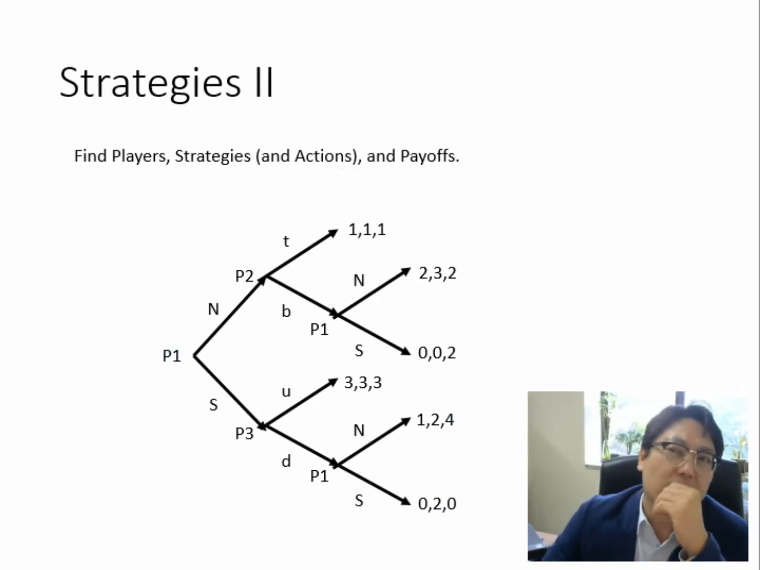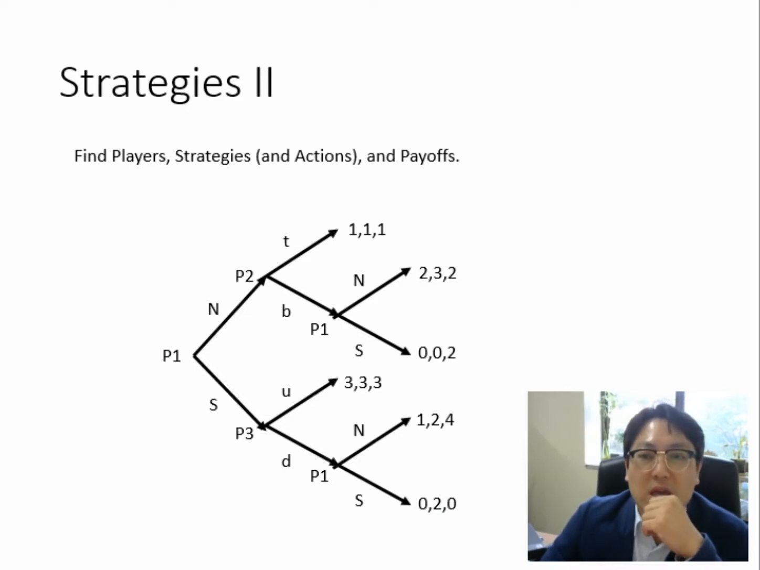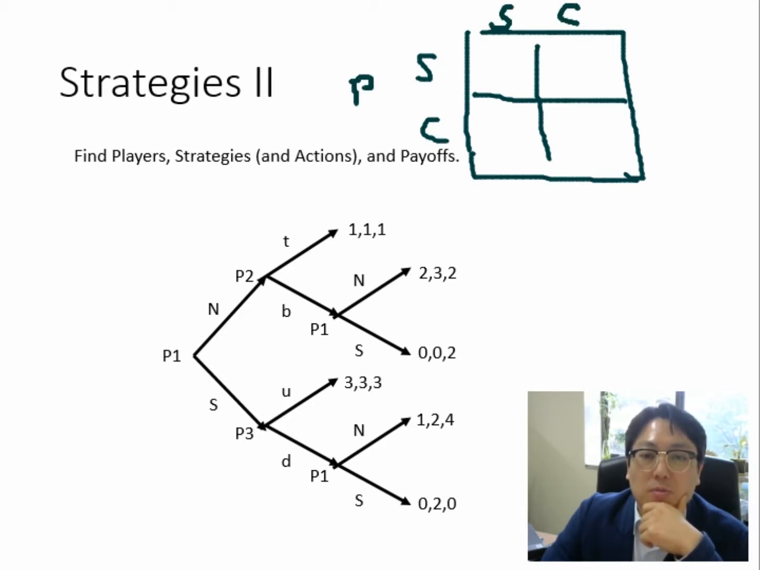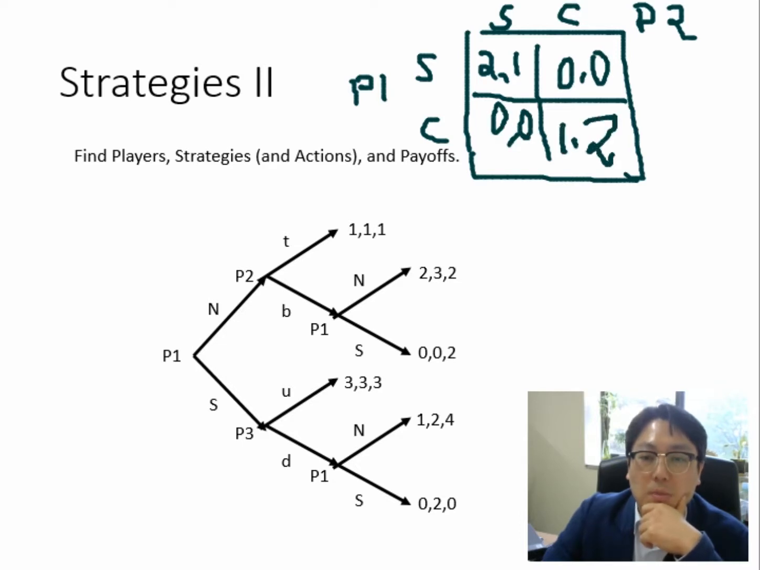Now think about a game we dealt with in a normal form game setting. Think about a coordination game where 2 players are choosing between going to Starbucks or Coffee Bean. This is the first player's strategy. This is the second player's strategy. And the payoffs are 2, 1, 0, 0, 0, 0, 1, 2.